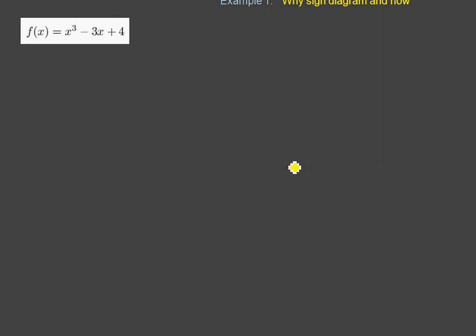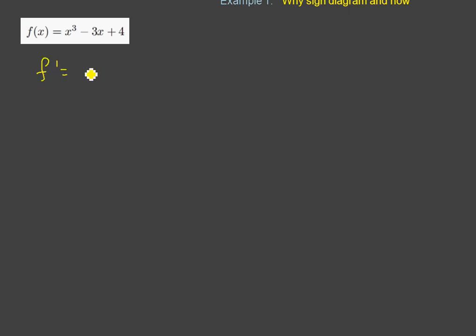Okay, let's look at constructing a sign diagram for f prime and f double prime. First, I would find the sign diagram for f prime and f double prime, and then we'll discuss why we actually do a sign diagram. Now, this is pretty straightforward.